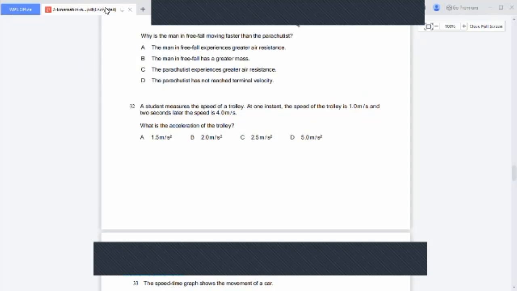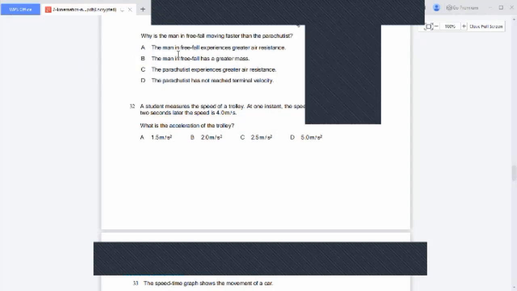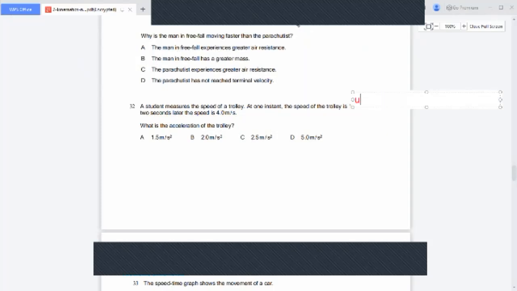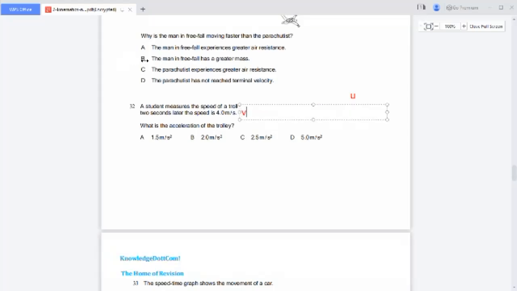Okay, so it means this is U, and this is V, and 2 seconds means it's time. So U is 1 meter per second, V is 4 meter per second, and T is 2 seconds.